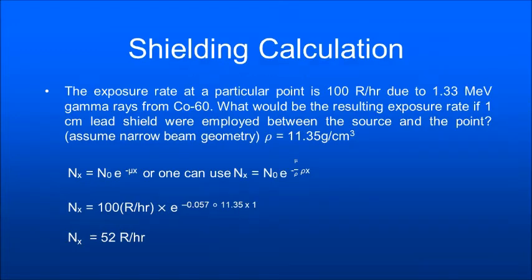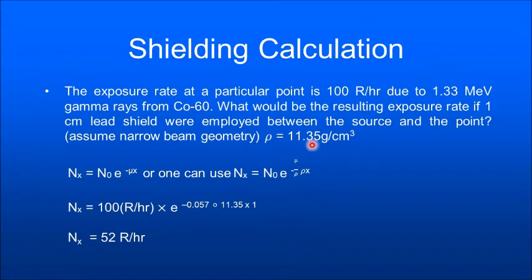Let us now do a couple of calculations. Let us look at this problem. The exposure rate at a particular point is 100 R per hour. I'm using R per hour. Due to 1.33 MeV, probably cobalt 60. What would be the resulting exposure rate if a 1 centimeter lead shield were employed? Please note it's a lead shield between the source and the point. Assume narrow beam geometry. And the density of the lead is given.